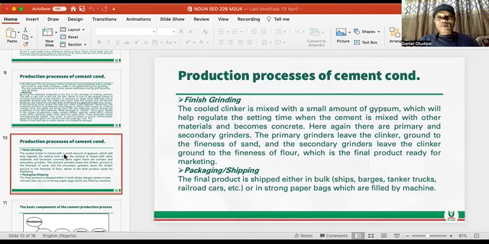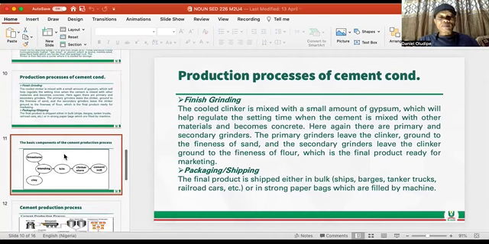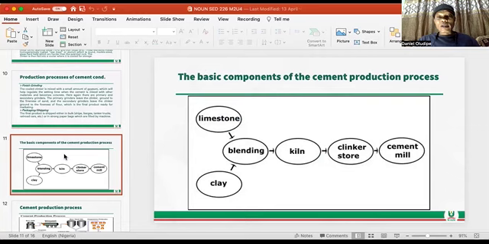And after the production of cement, the next thing is to package and ship the cement to the appropriate quarters for distribution to various markets. This is the basic component of the cement production process. As you can see, the limestone and the clay, they blend them together. From there, they are sent to the kiln. From the kiln to the cleaner store, then from the cleaner store to the cement mill, where the final process takes place.